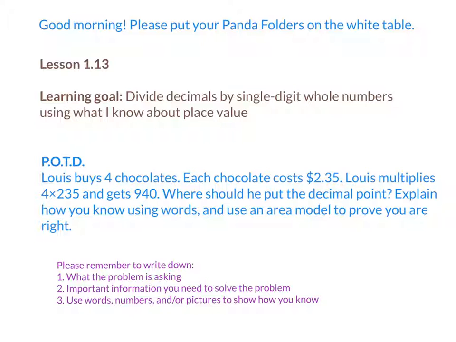Okay? All right. Today your learning goal is to be able to divide decimals by single-digit whole numbers using what you already know about place value. If there was a common theme of Module 1, it would be place value, wouldn't it? Everything we've been doing, whether it's adding, subtracting, multiplying, comparing, or rounding decimals, all has been using what you know about place value. And so today we're going to extend that knowledge. We're going to use what we know about place value to figure out how to divide decimals by single-digit whole numbers.